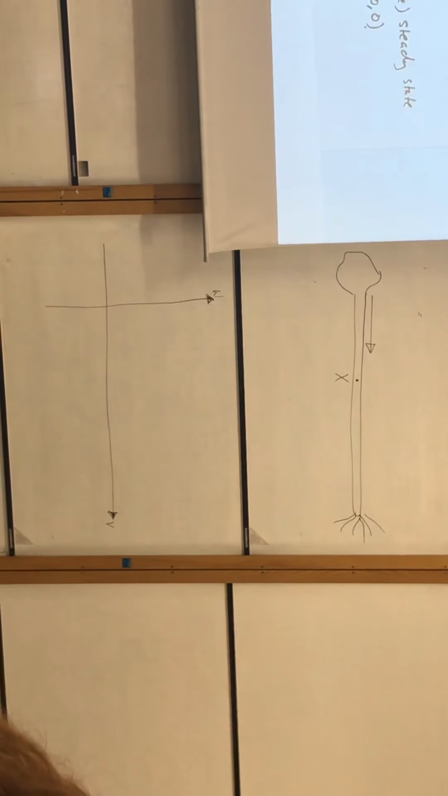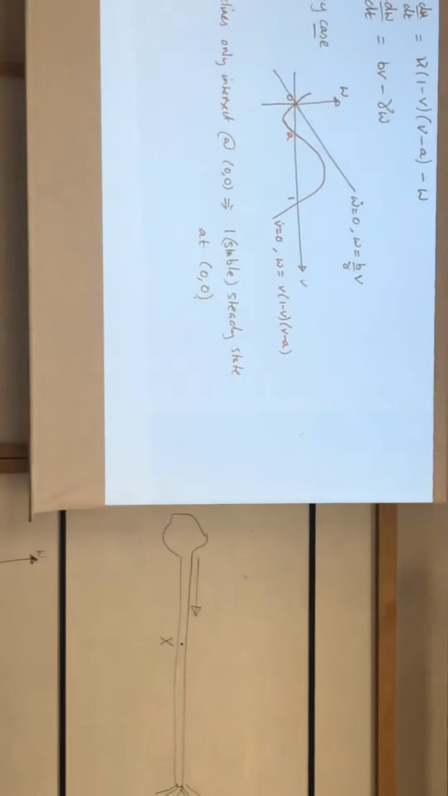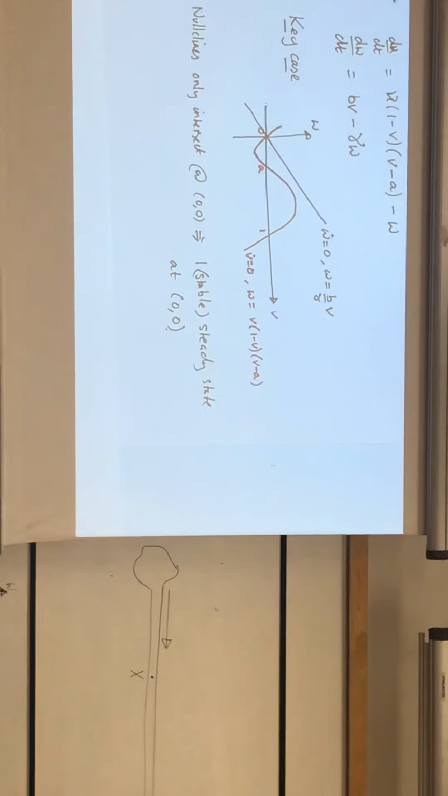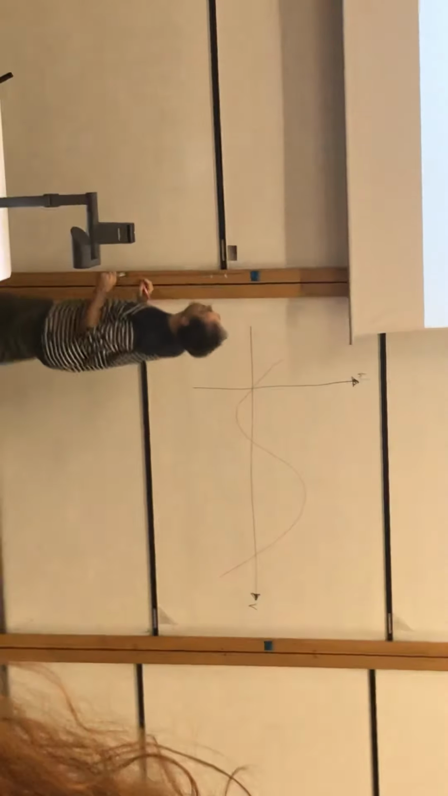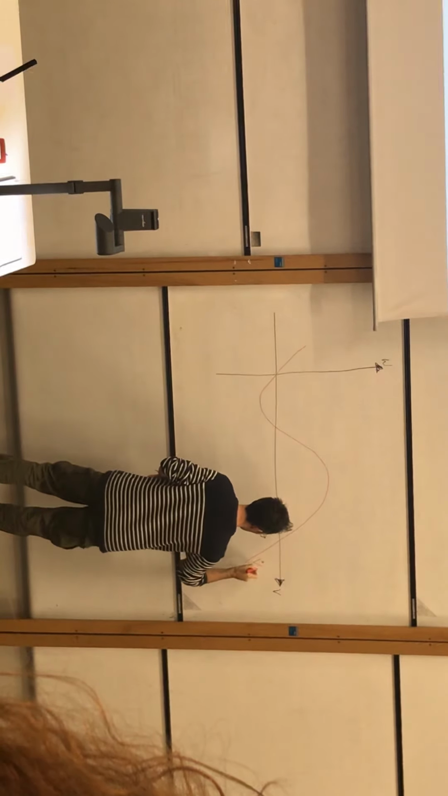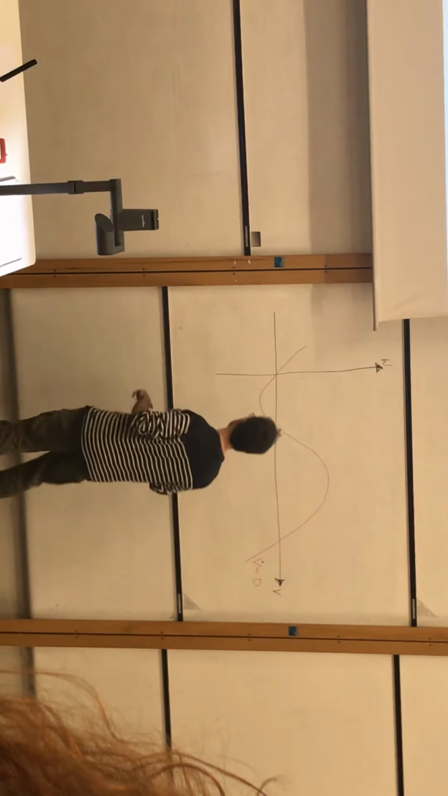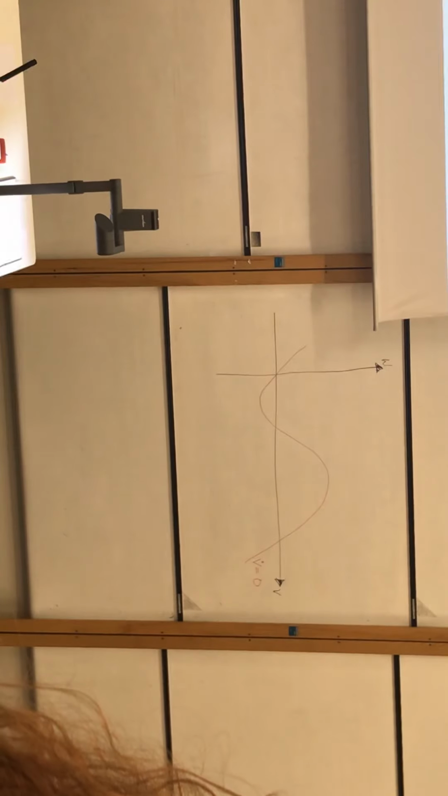First steps to that are plotting the null-clines. We've actually already done that in the previous step. We've got the V null-cline, and the V null-cline basically has the shape of a cubic, so it has this shape here. That's my V null-cline, and this is the line along which V dot is equal to 0.